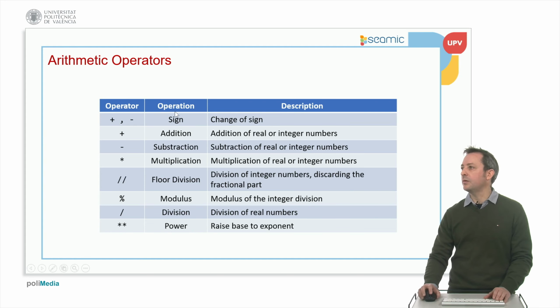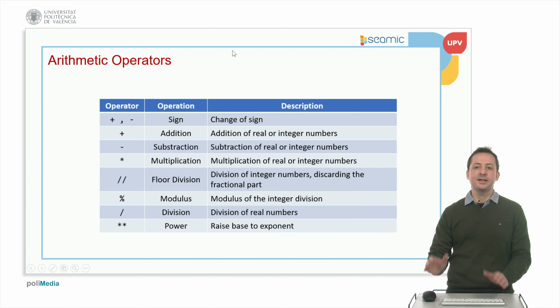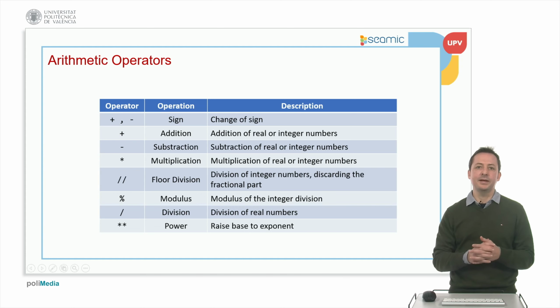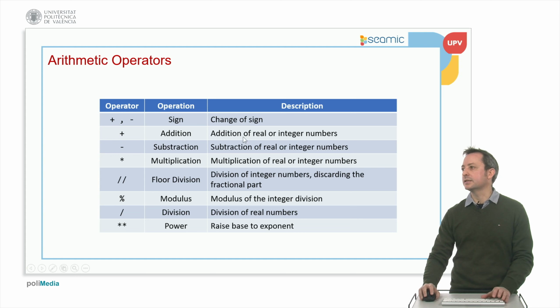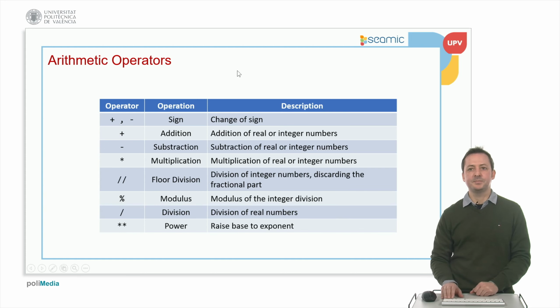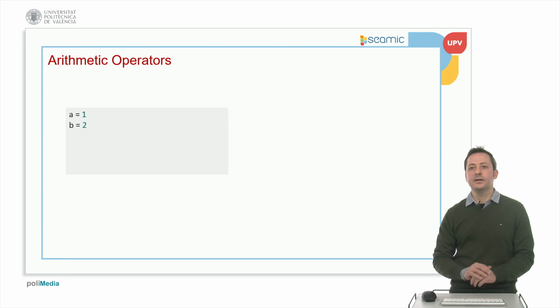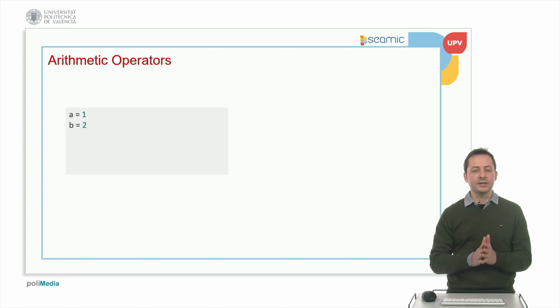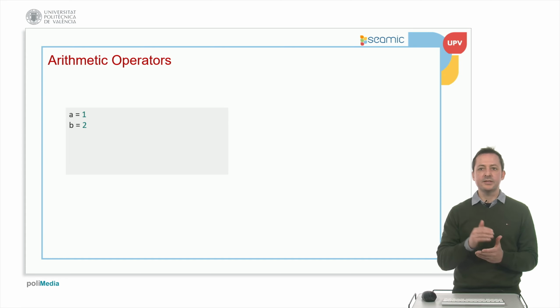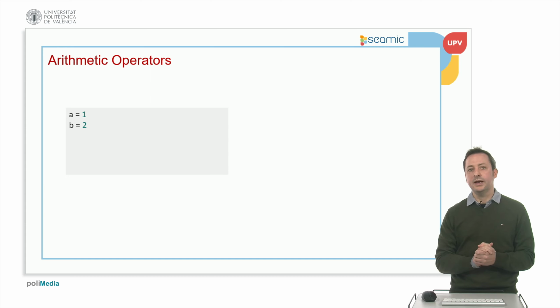Here you have some of the most popular arithmetic operators that allow us to perform arithmetic operations such as addition, subtraction, multiplication, division, and other operators that can be used. Here you have a simple example in order to understand how to write code and how to use operators.